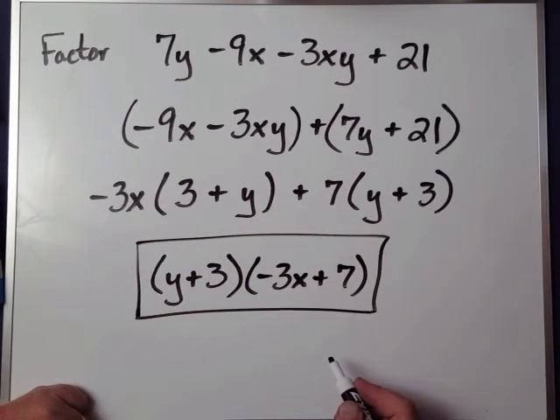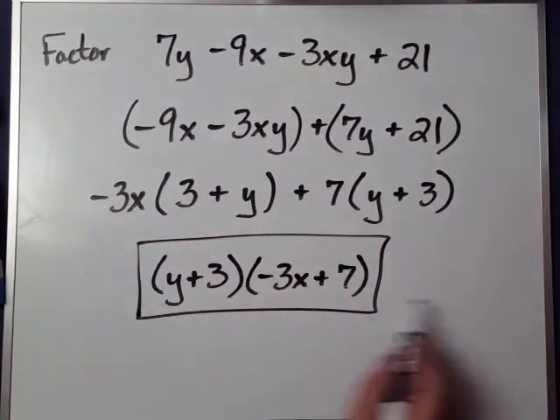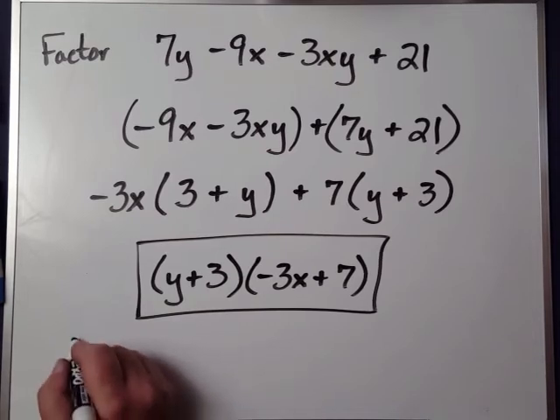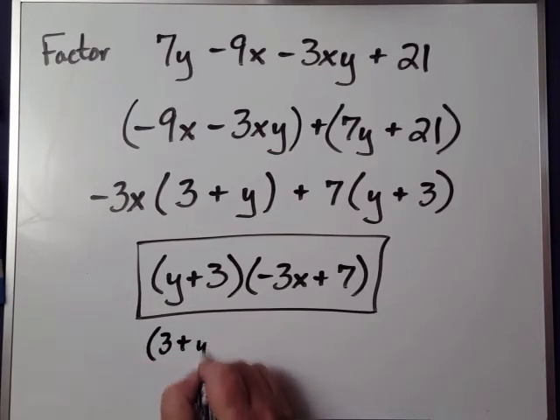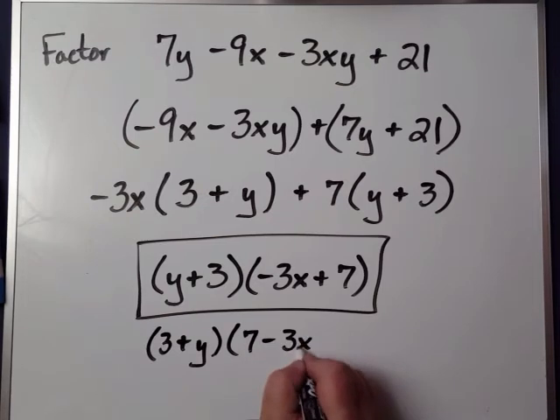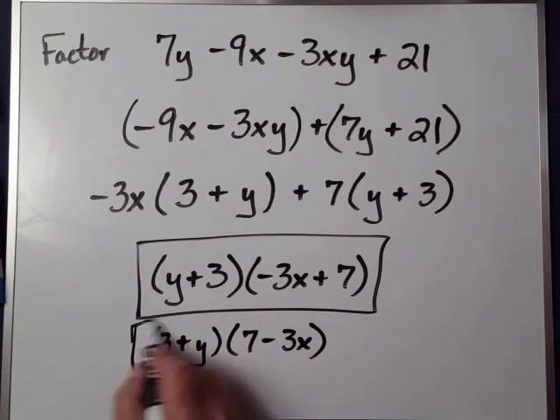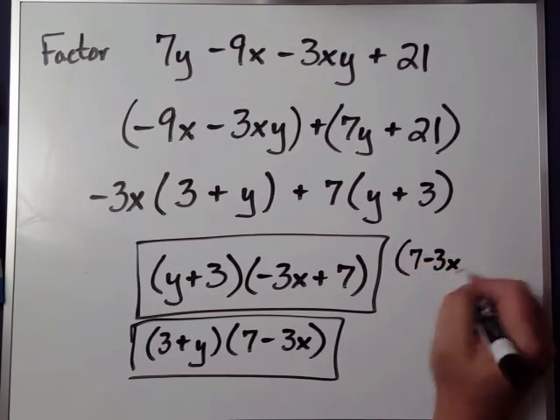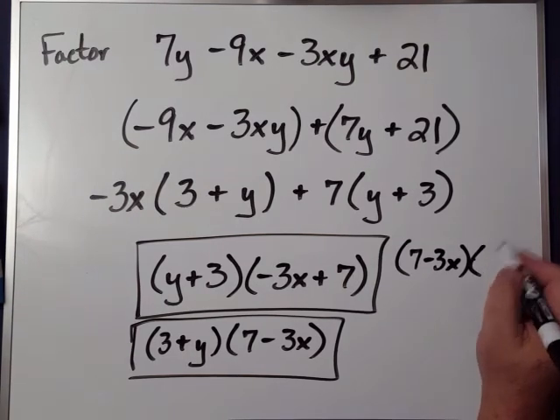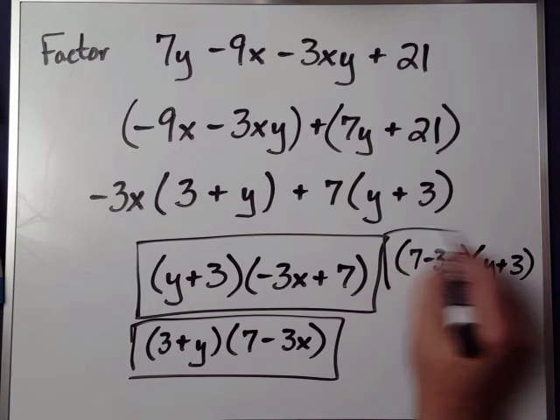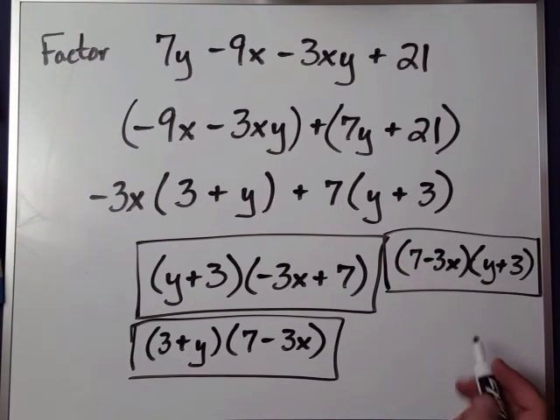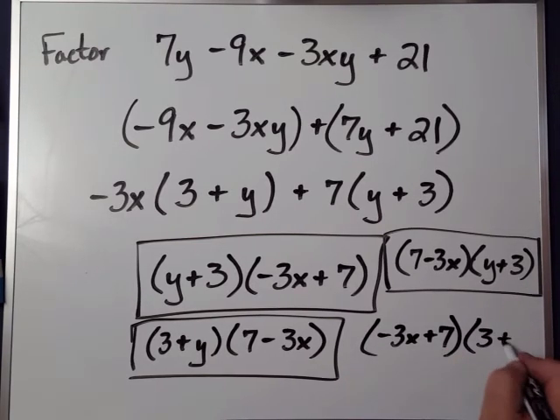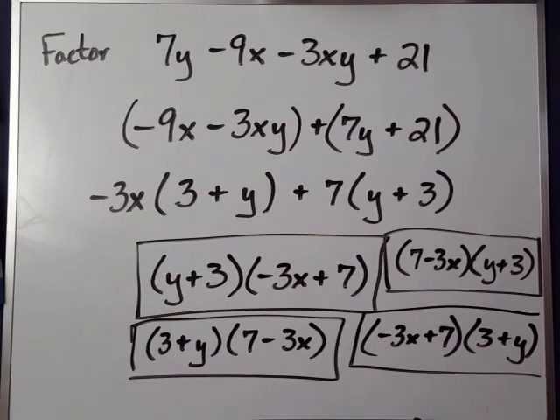Now, depending on how you rearranged those four terms, you might get something that looks a little different. Here are some other versions of this same answer. 3 plus y times 7 minus 3x. Those are the same. 7 minus 3x times y plus 3. That's the same. Minus 3x plus 7 times 3 plus y. That's the same. And I could keep going.